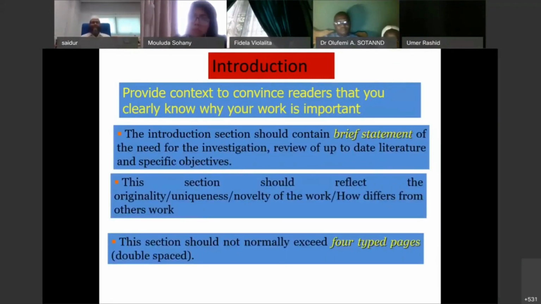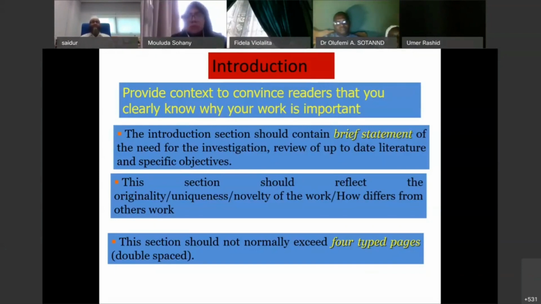The introduction basically provides the context, telling readers clearly why your work is important. The introduction section should contain a brief statement of the need. Again, you see that it's important: the need for the investigation, why you need to write this paper. Importance, need, a review of up-to-date literature, and specific objectives.